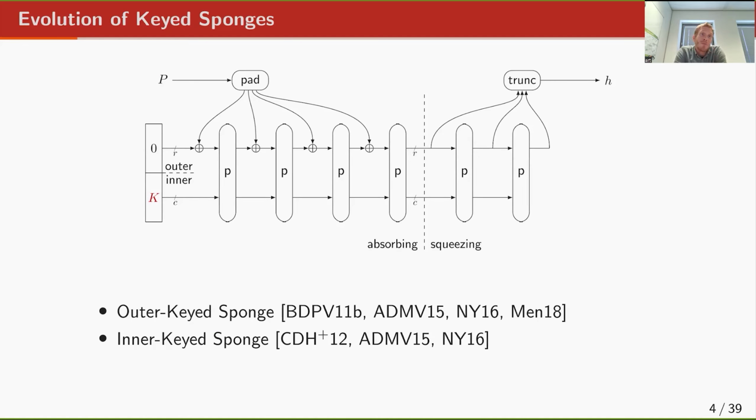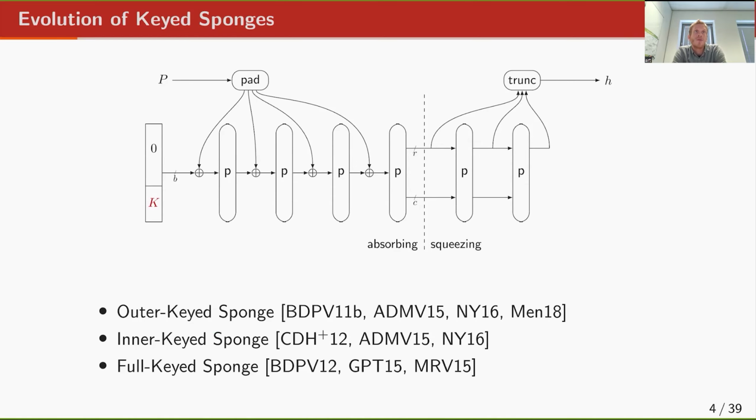But finally, at some point, we realized that if you initialize the state with the key, the state is secret. So we don't really need this security parameter anymore as long as the state is secret. And this led to the full keyed sponge.